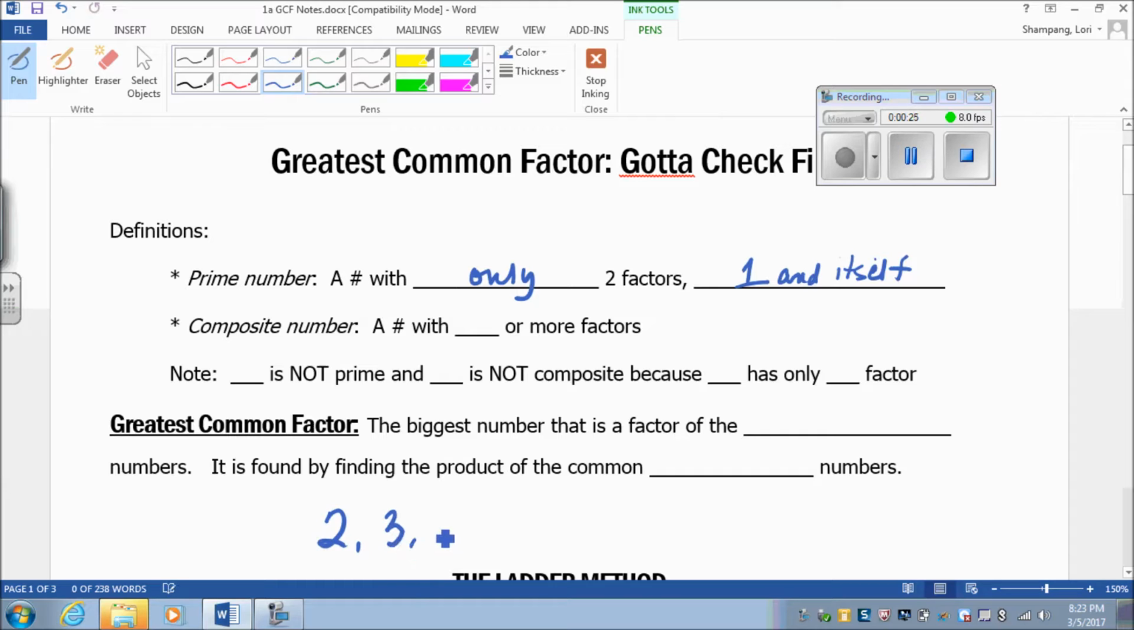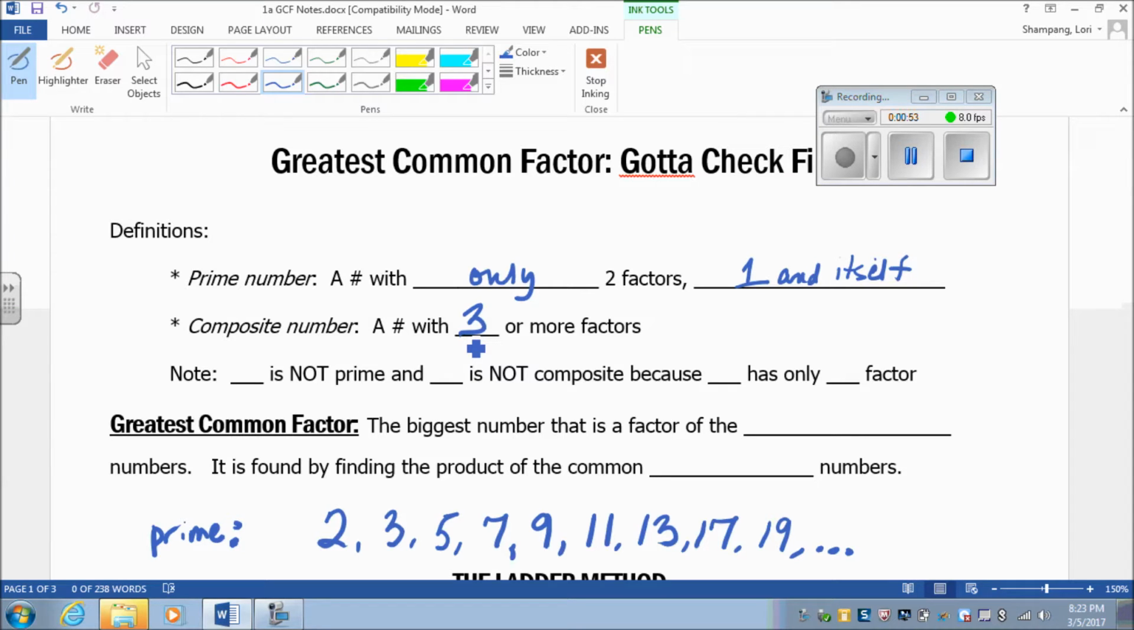2, 3, 5, 7, 9, 11, 13, 17, 19, and the rest go on and on. So these are going to be all of our prime numbers, or some of our prime numbers. What's a composite number? Well, a composite number has 3 or more factors. So other than 1 and the number itself, there are other numbers that can be multiplied to get to a composite number. What about the number 1?